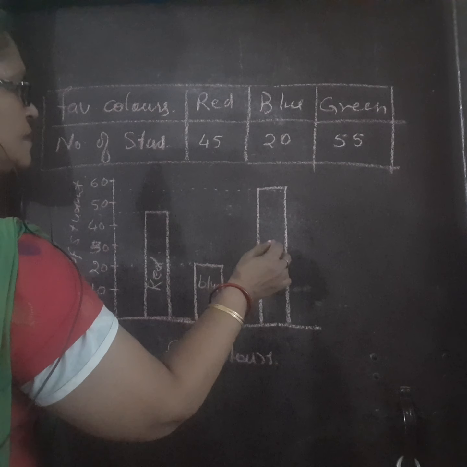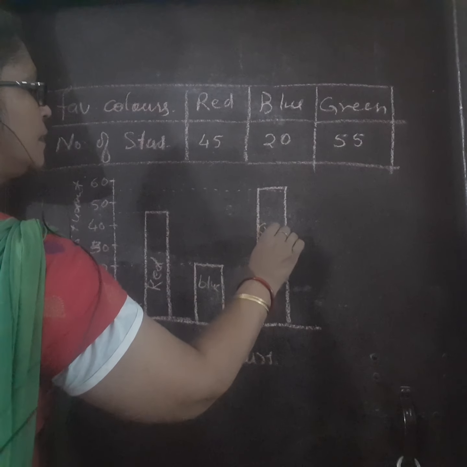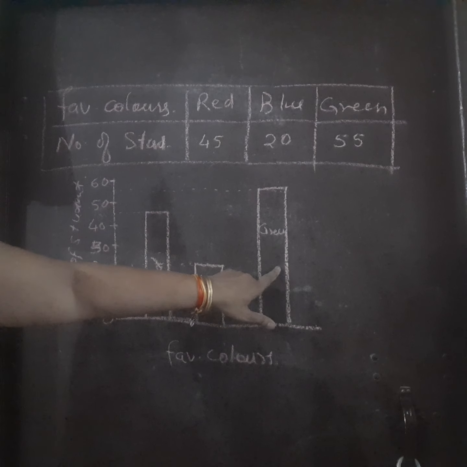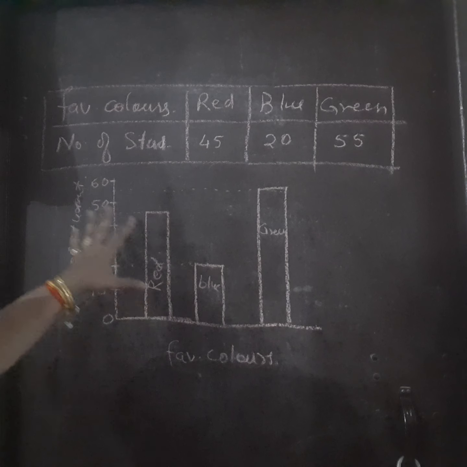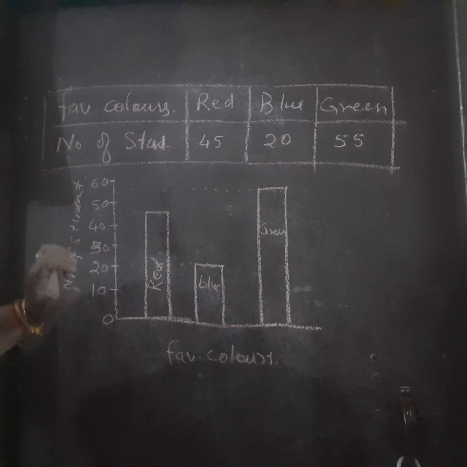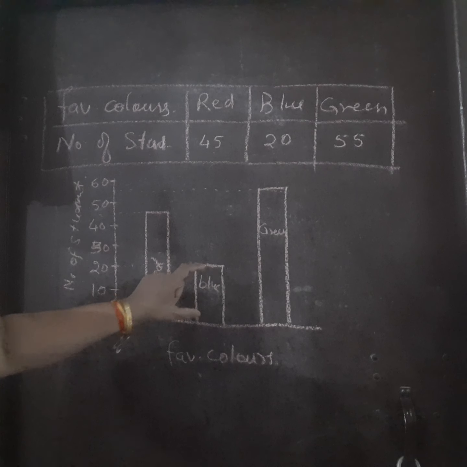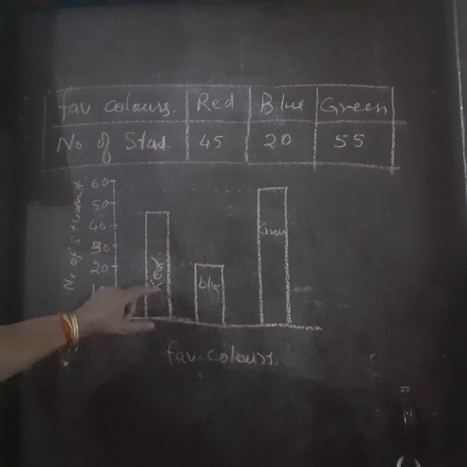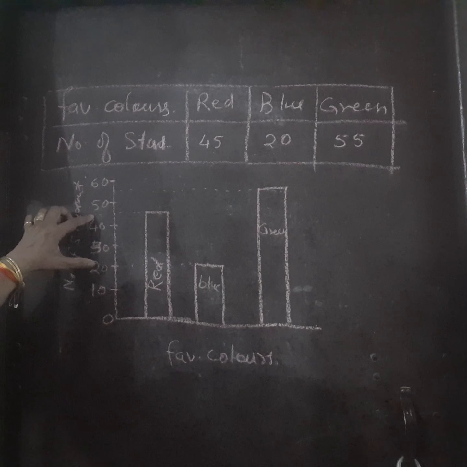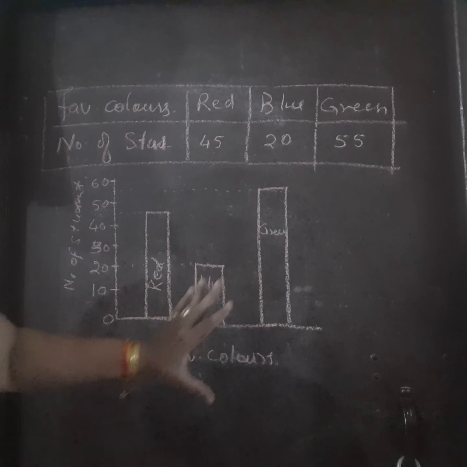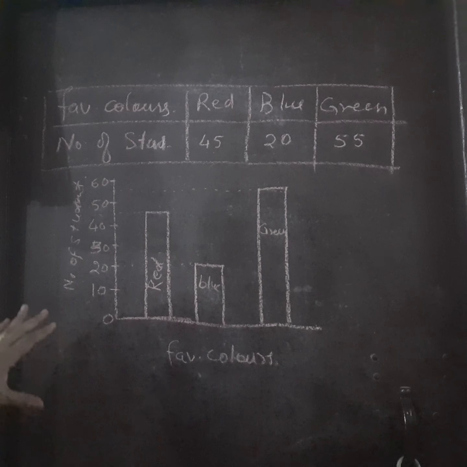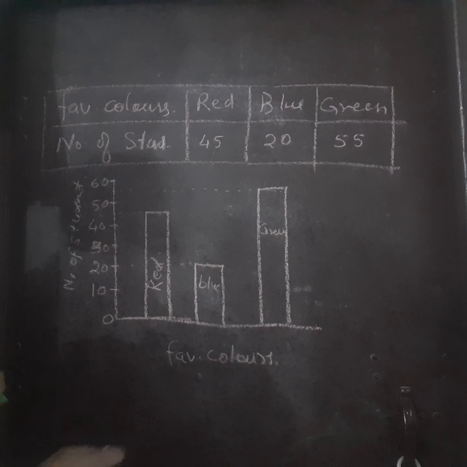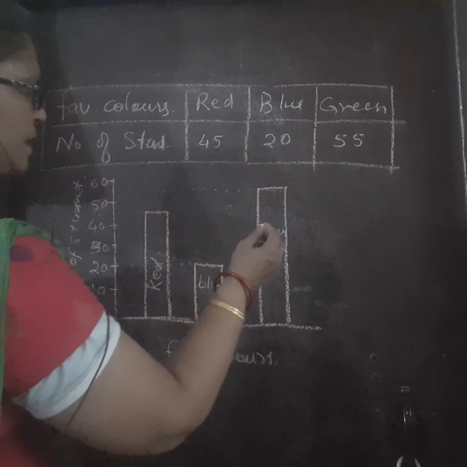So this is the color green. It is the graph showing the green color liked by 55 students, and here blue color is liked by 20 students, whereas red color is liked by 45 students. Only by seeing the graph you can understand how many students like which color. So this is the graphical representation.